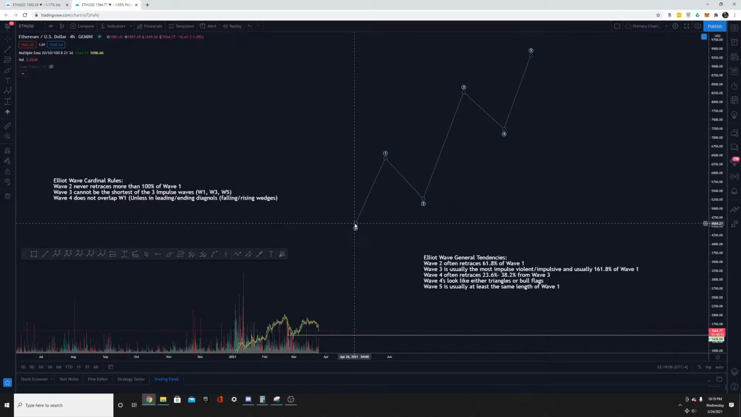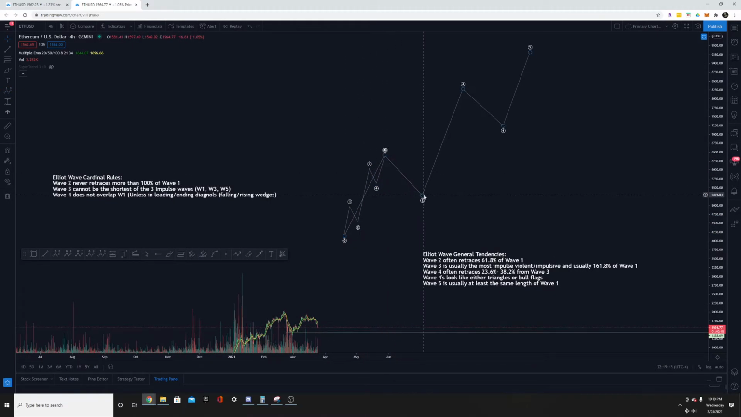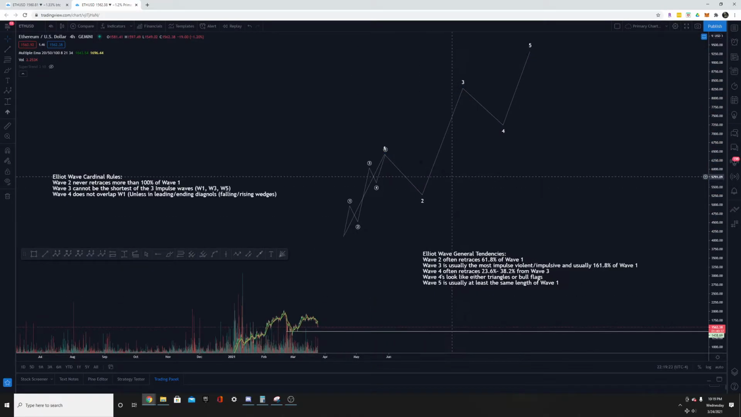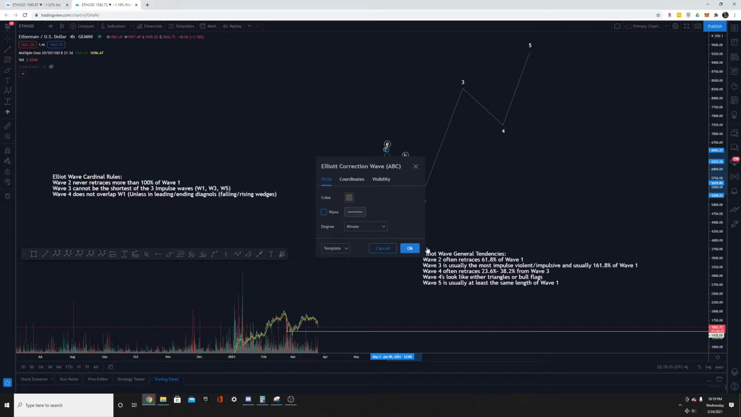So impulse waves are always 5 waves, right? So wave 1, 2, 3, 4, 5. Let's make this a bigger degree. There you go. So this is 1, 2, 3, 4, 5. That completes a 1. And then wave 2 would almost always be a 3-wave move down.